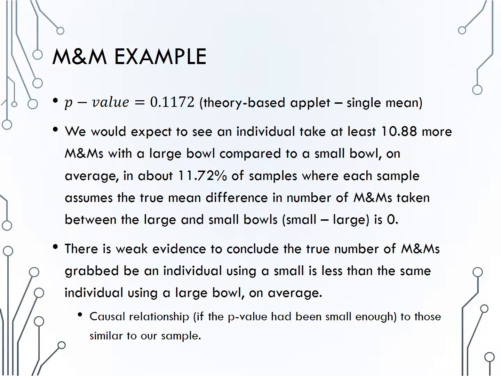We can conclude that there is weak evidence that the true number of M&Ms grabbed for an individual using a small bowl is less than the same individual using a large bowl on average. We could call this a causal relationship if the p-value had been small enough, for those similar to the 17 volunteers in our sample.